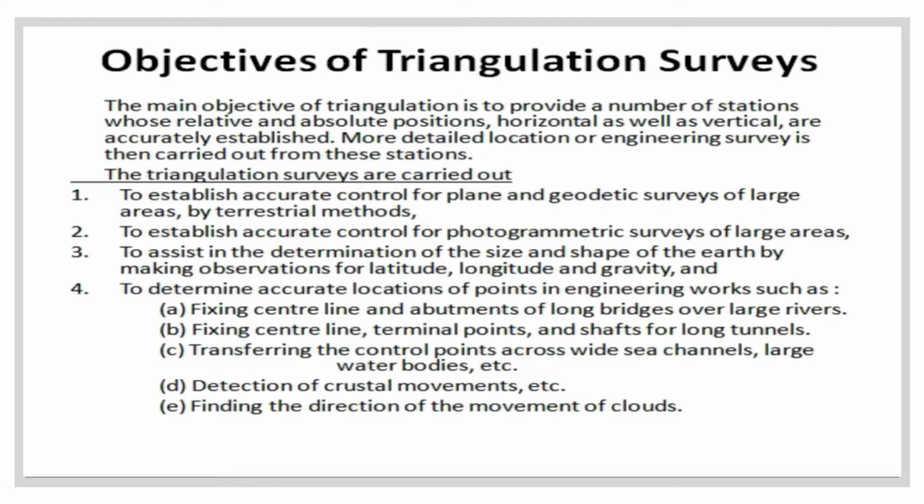The triangulation surveys are carried out, number 1, to establish accurate control for plane and geodetic surveys of large areas by terrestrial methods. Number 2, to establish accurate control for photogrammetric surveys of large areas. Number 3, to assist in the determination of the size and shape of the Earth by making observations for latitude, longitude, and gravity. And number 4, to determine the accurate locations of points in engineering works such as: A. Fixing center line and abutments of long bridges over large rivers.